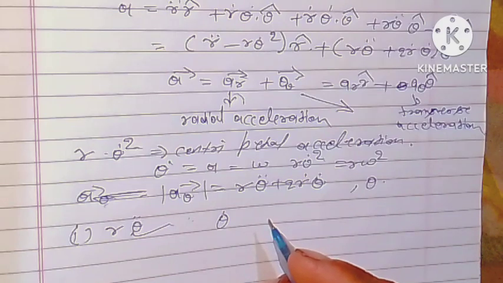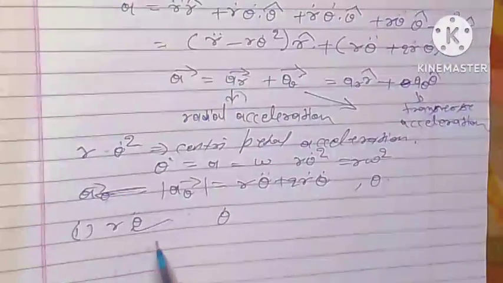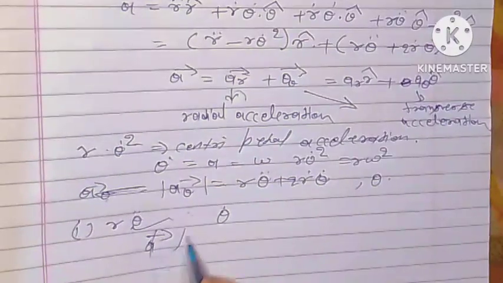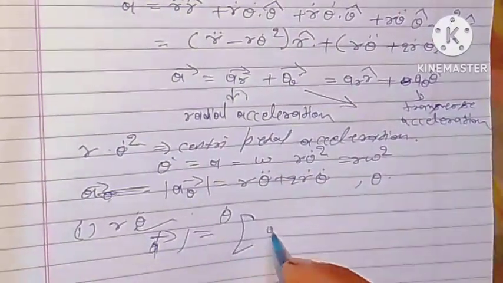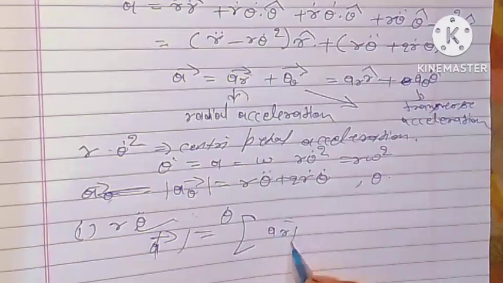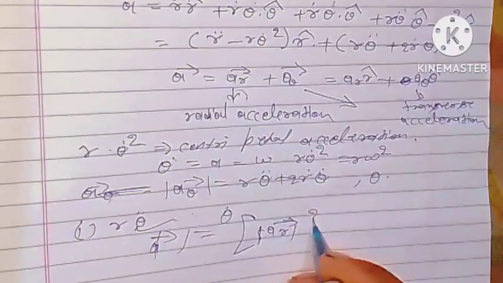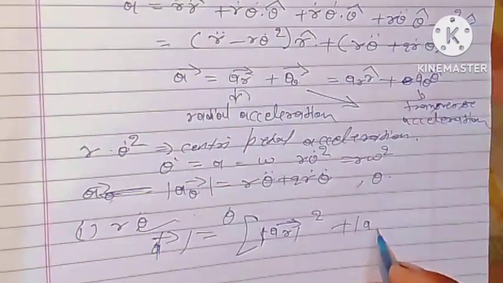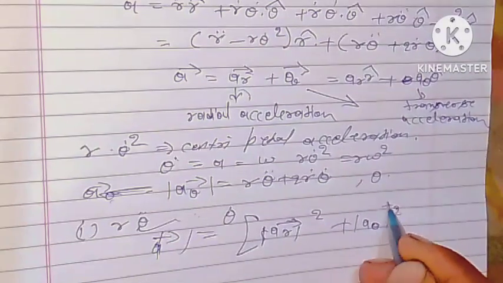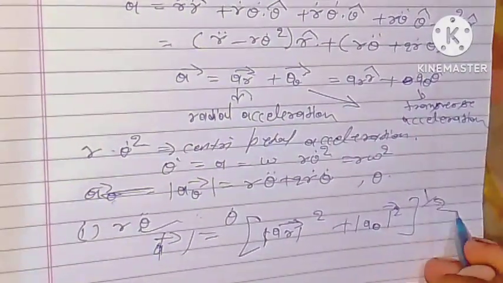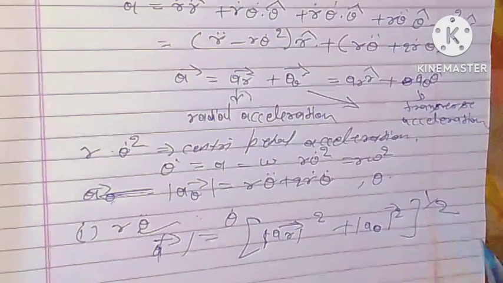The magnitude of vector a is given by the magnitude of a equals, in a bracket, magnitude of vector ar square plus magnitude of vector a theta square, whole power 1 by 2. It's okay, clear?